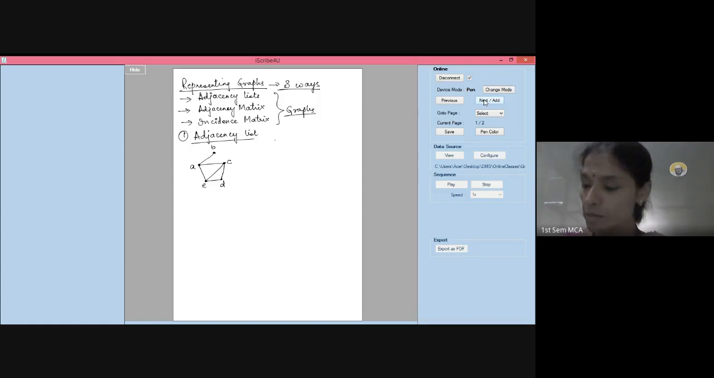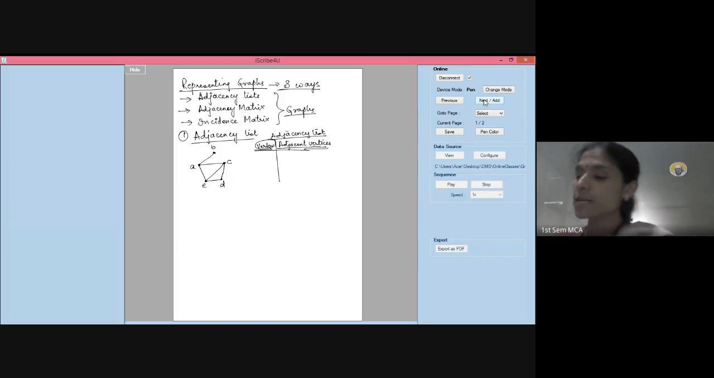Now in the adjacency list, I'm going to take a table wherein the first column is the vertex. The second column is which are the vertices that are adjacent to this particular vertex. That is what you call an adjacency. This is your adjacency list. So adjacency list consists of what? The vertex, and which are the adjacent vertices to this particular vertex that you are going to consider?